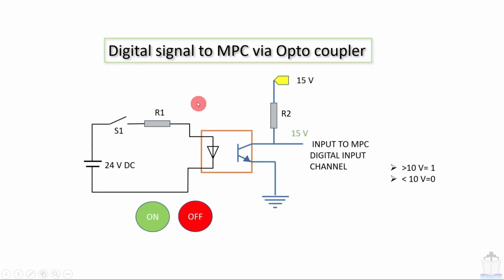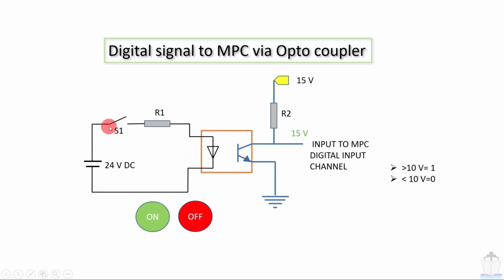Now here I want to describe a little bit about this circuit. This is basically an animation. This circuit is related to the digital signal to the MPC via optocoupler, meaning how an MPC receives the digital signal with the help of these optocouplers, using this galvanic isolation. Okay, here you can see that if voltage is greater than 10, it will sense 1, and if voltage is less than 10, it will sense 0. I am talking about the digital signal. MPC will understand 1 or 0 according to the voltage.